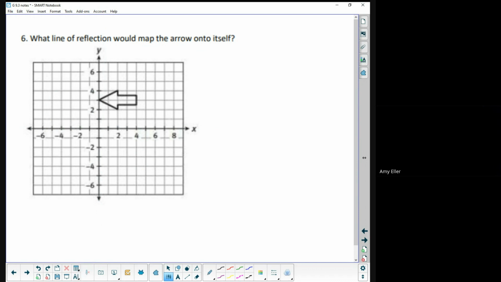Okay, so give me you're there. Y equals 3? Yes. If I draw a line at a height of 3, and I flip that arrow over that line, it's going to land right on top of itself. Good, that is the answer. You just have to say what line.